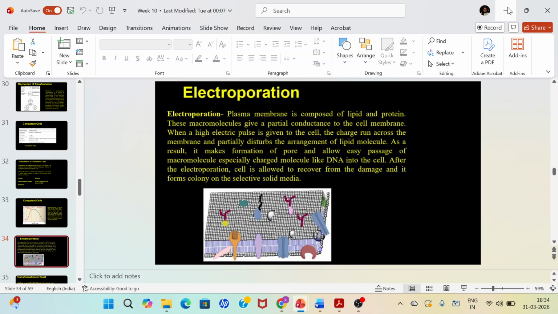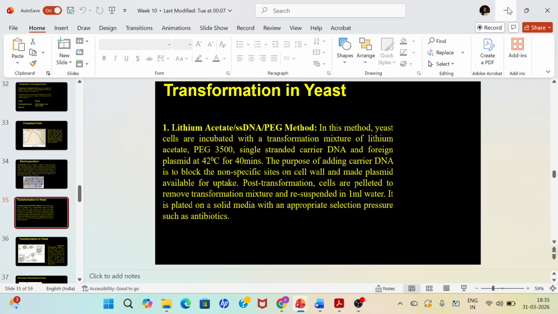As a result, it forms pores and allows easy passage of macromolecules, especially charged molecules like DNA, into the cell. After the electroporation, the cell is allowed to recover from the damage and it forms colonies on the selective solid media. So electroporation is generally a charge based technique.